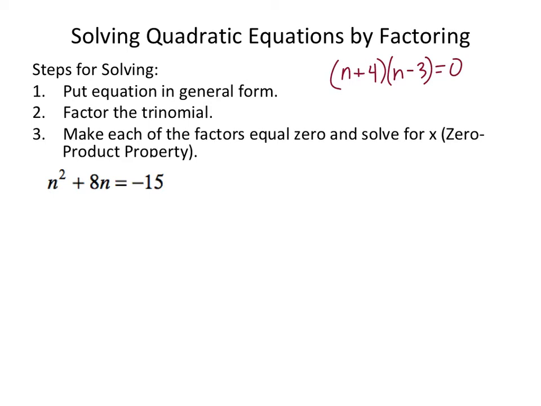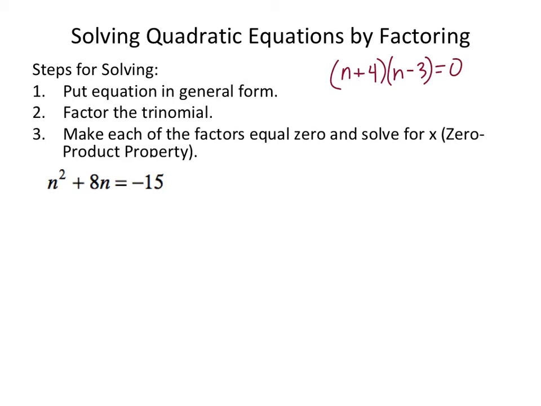First thing we need to do is put the equation in general form. General form is when we have ax squared plus bx plus c is equal to 0, all on one side, where x squared is positive, and in order: x squared, x, and then the number. So we have n squared plus 8n equals negative 15. N squared is positive on the left side, so I want to move everything to the left side.